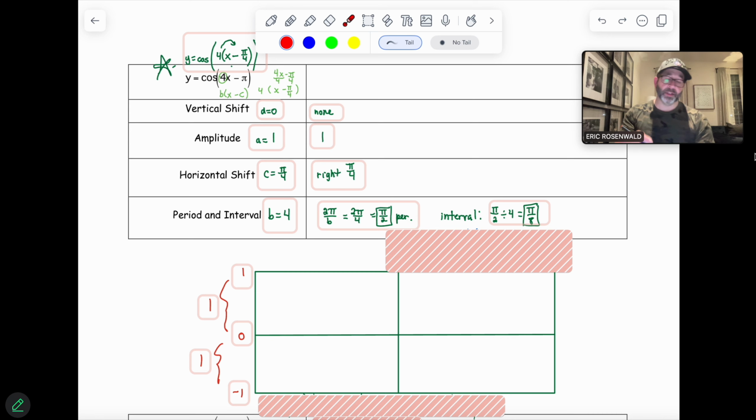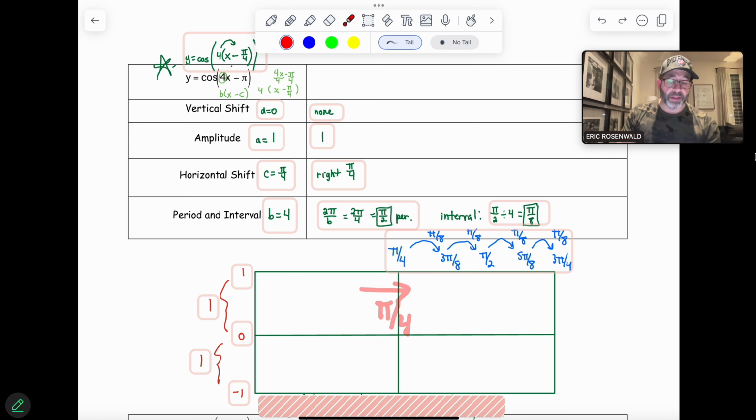For the shift right and left, normally we would start at 0 here, but we have a horizontal shift that takes place. My graph is shifted to the right pi over 4. So that means instead of this being at a 0 right here, we have to actually go to the right pi over 4. That means I'm not starting at 0. I'm going to start at pi over 4. And the incremental increase from here is that I'm going to be increasing by pi over 8.